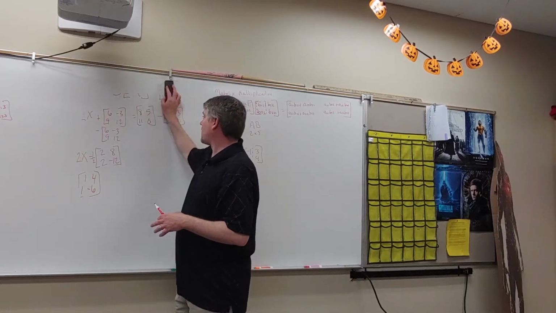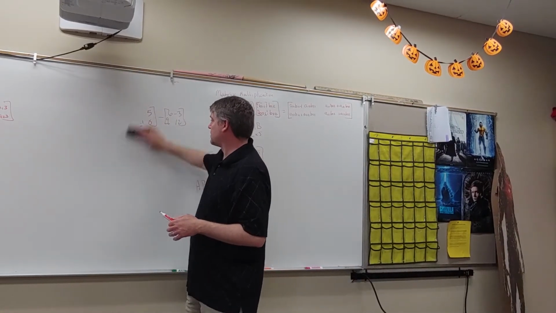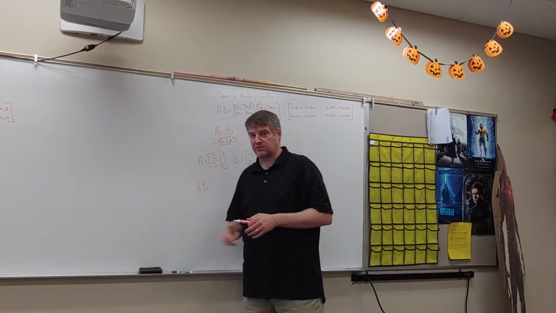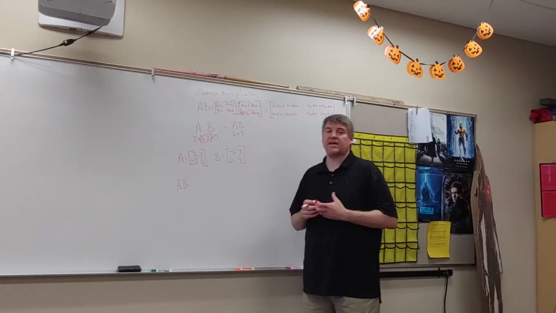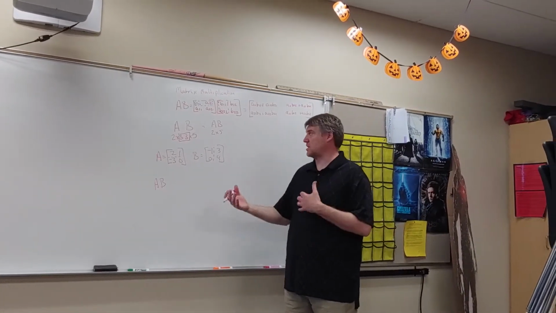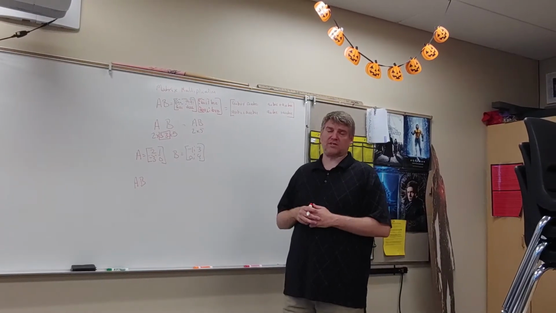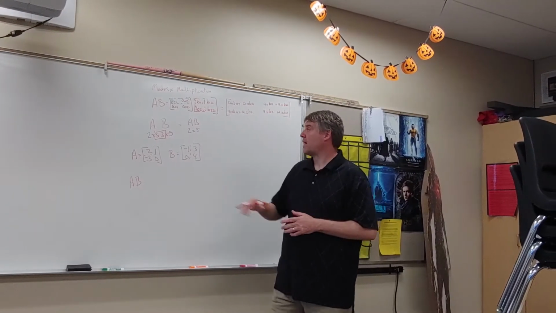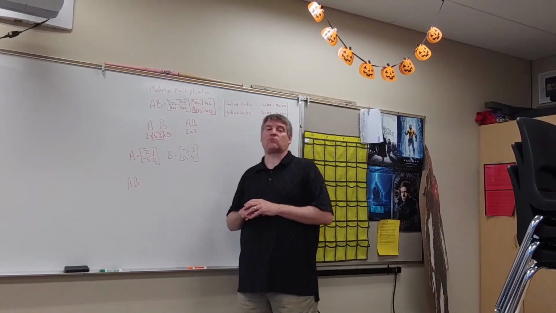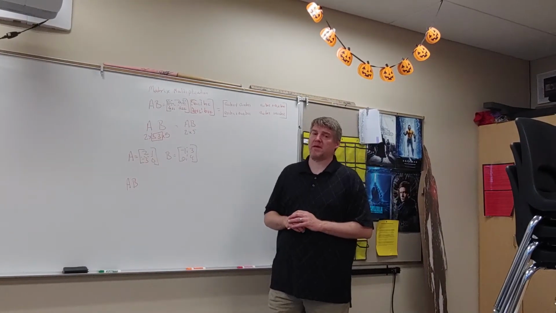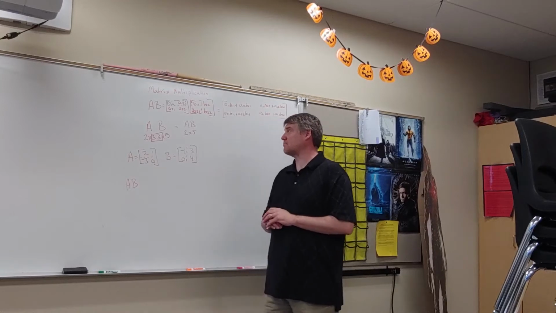Now we're going to talk about matrix multiplication, where we multiply two matrices. Unlike numbers, where 2 times 3 is the same as 3 times 2, matrix multiplication does not hold that same property. AB does not necessarily equal BA. It could, it may, but most likely it doesn't.